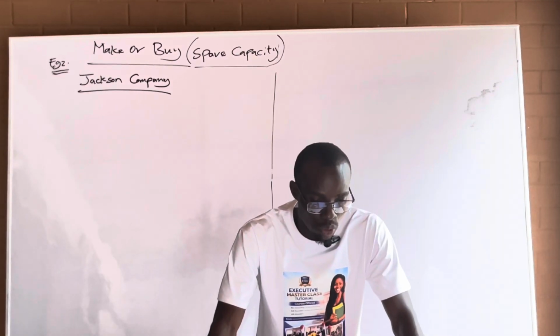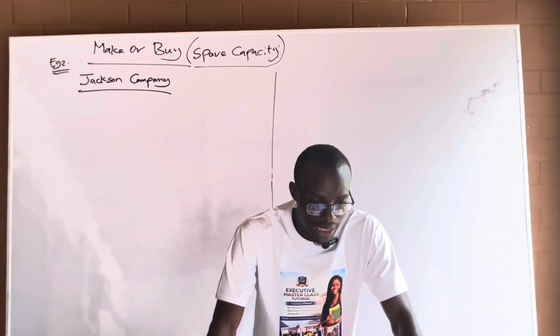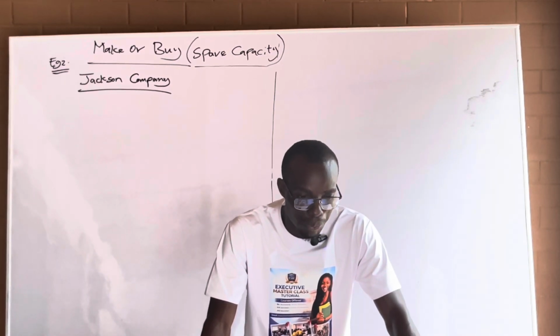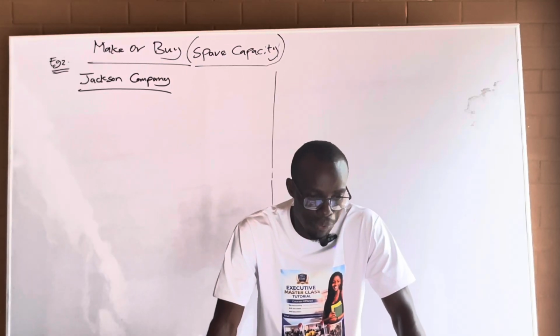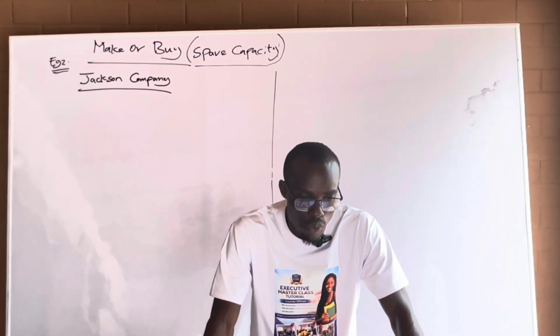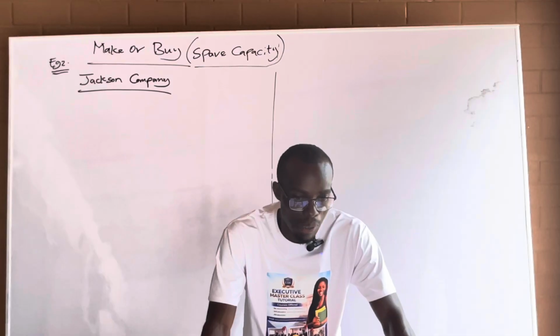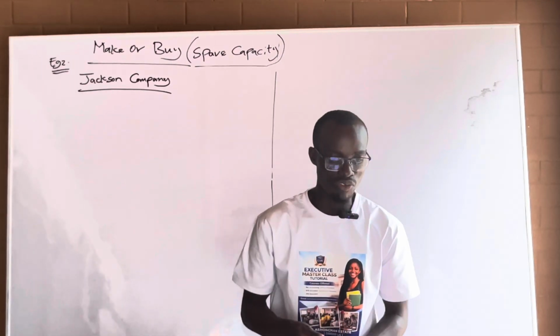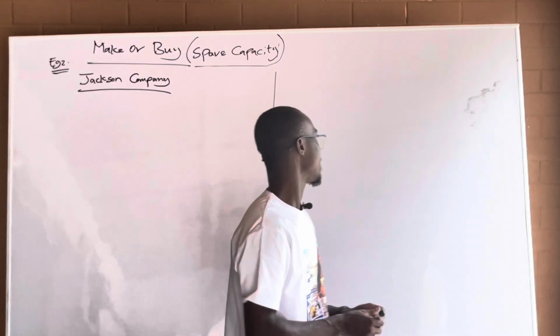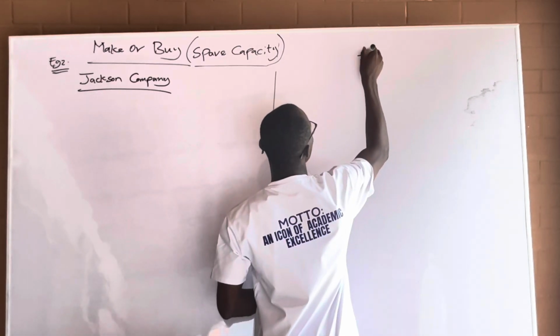The question continues and says that depreciation of special equipment, and we know that depreciation is also not included as a relevant cost, represents 75% of the traceable fixed manufacturing overhead. And in the question they said that the traceable fixed manufacturing overhead is 4 Ghana cedis.